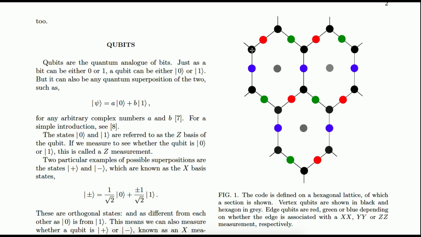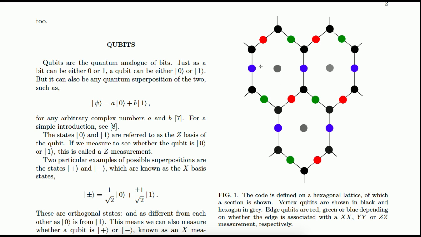So the black ones are our code qubits. They're going to be part of a quantum error correcting code, which we're not going to go into too much detail about. The red ones help us make 2 qubit XX, YY and ZZ measurements on these code qubits. So this red one will do an XX measurement of these two, this green one will help us do a YY measurement of these two, and the blue ones help us do ZZ measurements.